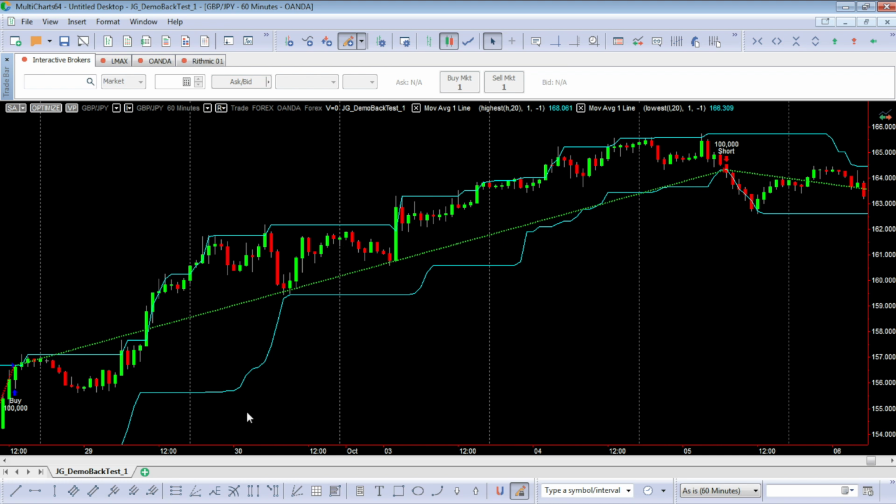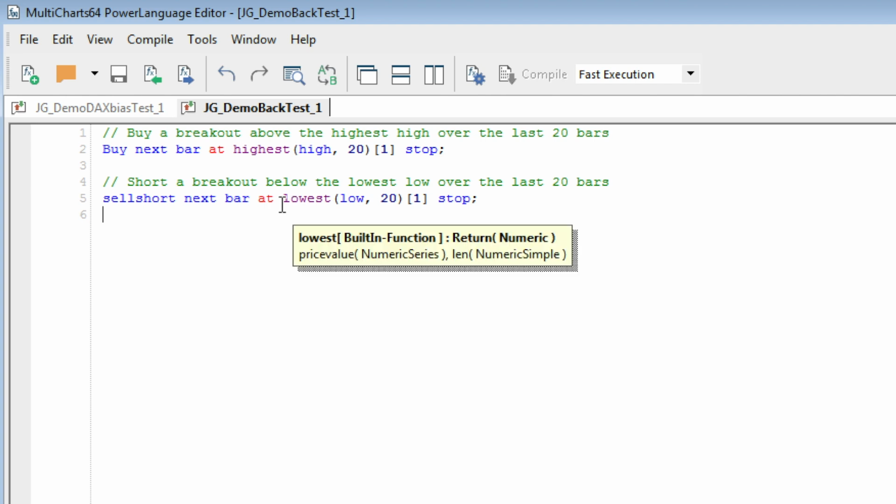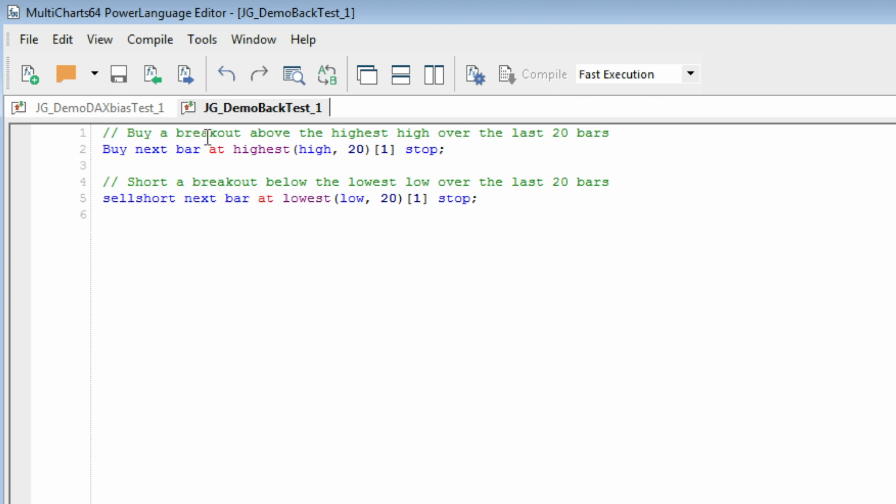For those of you who are interested, I'll just show you the code for this strategy, and it's just 2 lines of code. Ignore the green, because the green is just notes. We don't actually need the notes. And you can see we just have buy next bar at the highest high, comma 20, that's over the last 20 bars, and then 1, which is based on the last bar, and stop is the order type, so it's a stop order. And then we've got the opposite, which is sell short at the lowest low over the last 20 bars based on the last bar, stop. So it's just 2 lines of code, dead easy when you're programming this in MultiCharts.